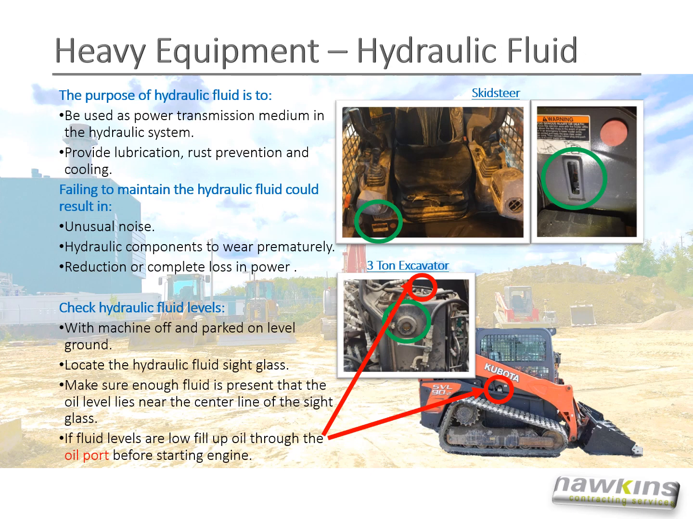To check hydraulic fluid levels, with the machine off and parked on level ground, locate the hydraulic fluid sight glass. Make sure there is enough fluid present that the oil level is near the center line of the sight glass. If fluid levels are low, fill oil through the oil port before starting the engine.